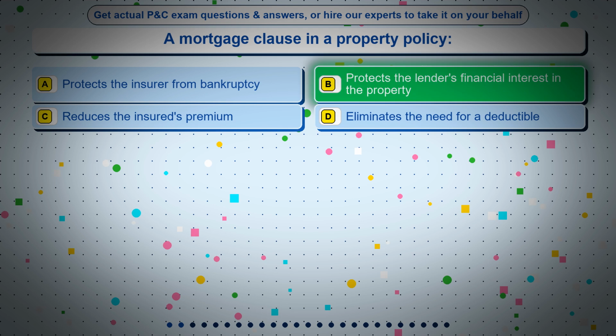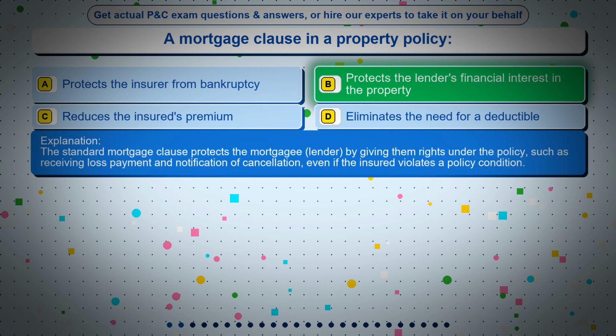The correct answer is option B. Protects the lender's financial interest in the property. The standard mortgage clause protects the mortgagee, lender, by giving them rights under the policy, such as receiving loss payment and notification of cancellation, even if the insured violates a policy condition.